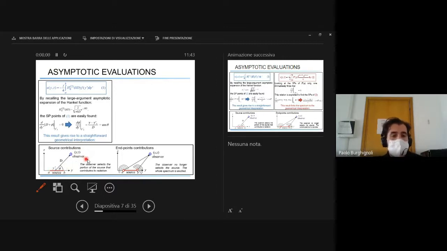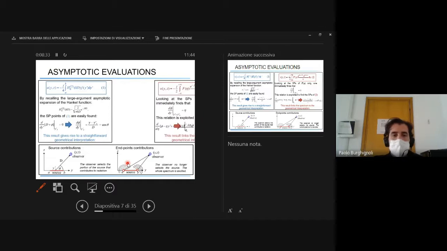But this is true only when the source can go from A to B, from any point to any point. For endpoints that are fixed at the A limit on the left and the B limit on the right, the observer can no longer select the source. And this means that the whole spectrum has this endpoint contribution that excites the whole part of the spectrum.